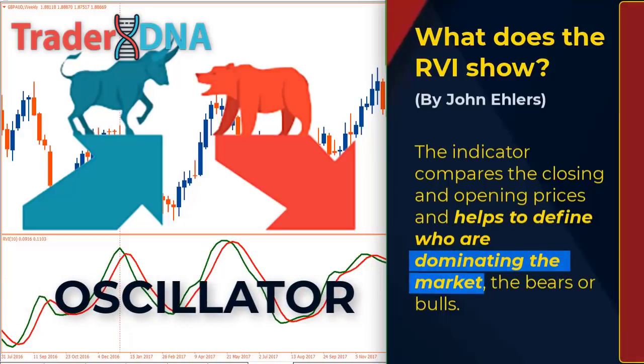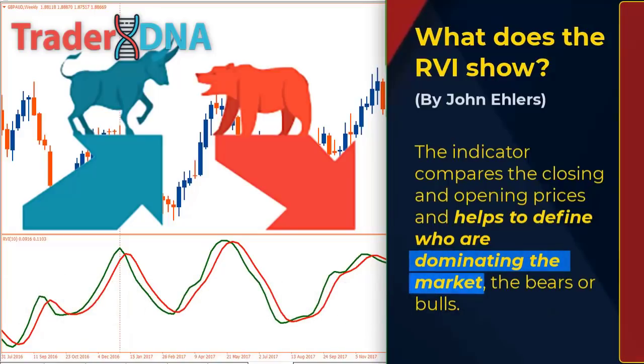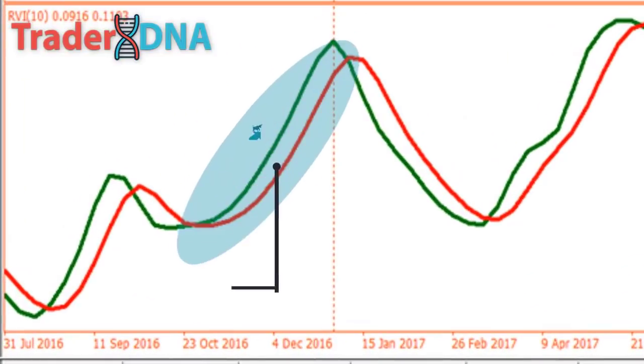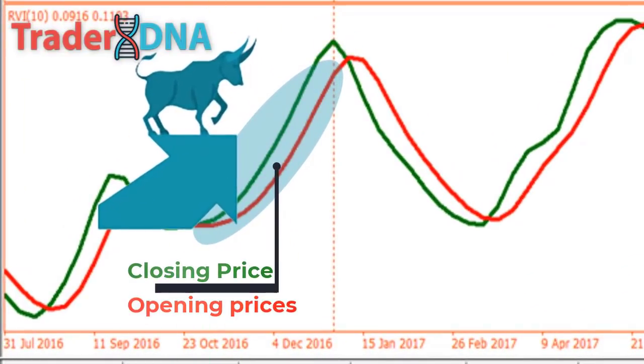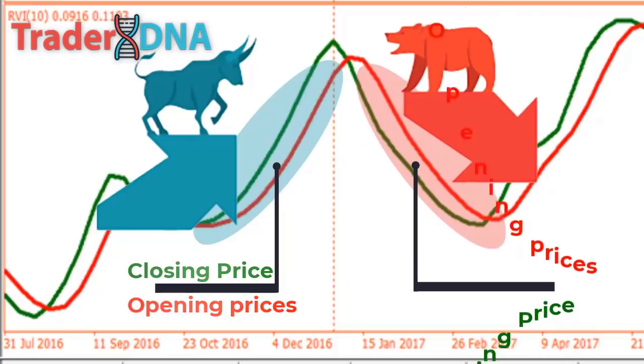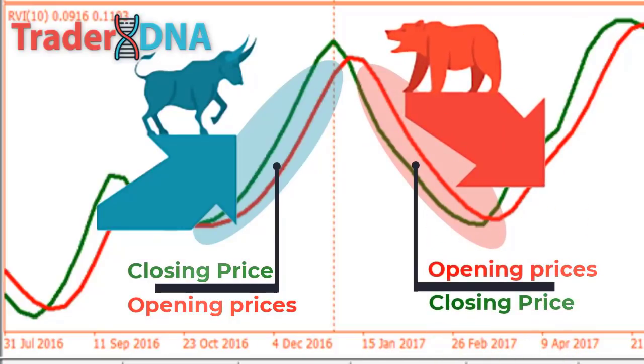The calculation formula of the indicator is based on the idea that in a bullish market, closing prices are higher than opening prices, and vice versa. In a bearish market, closing prices are lower than opening ones. Thus, the vigor of the movement is estimated by the size of the price change over a certain period.